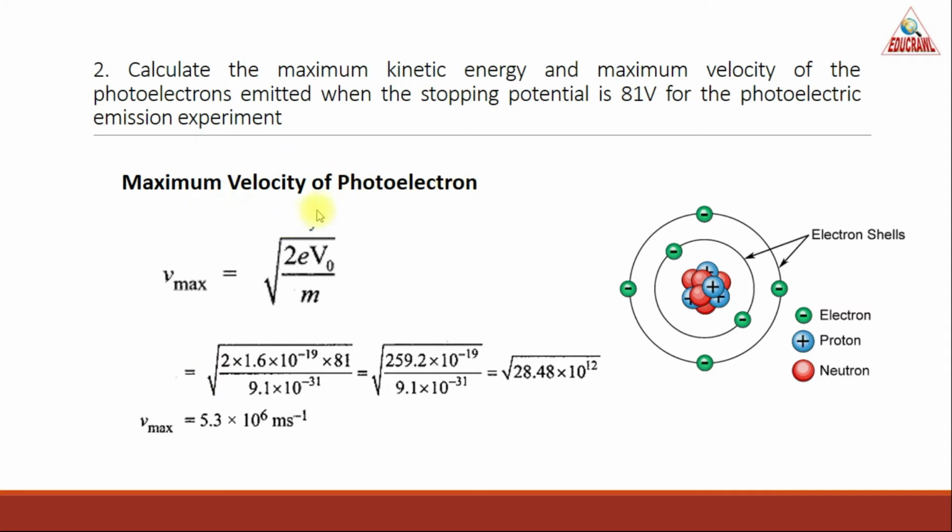Next, we have to find the maximum velocity of the photoelectron. The expression for maximum velocity is Vmax equal to square root of 2 e V0 divided by m, where e is the charge of the electron, V0 is the stopping potential, and m is the mass of the electron. Substituting these values, we get square root of 2 into 1.6 into 10 power minus 19 into 81, the whole divided by 9.1 into 10 power minus 31. Multiplying the numerator and dividing by the denominator, finally we get Vmax equal to 5.3 into 10 power 6 meter per second. This is the maximum velocity.